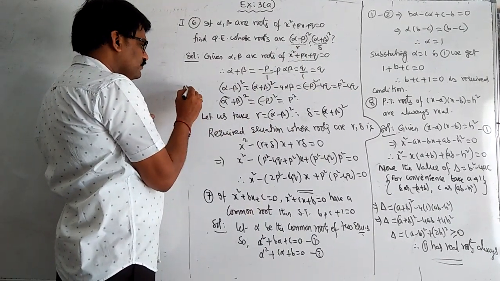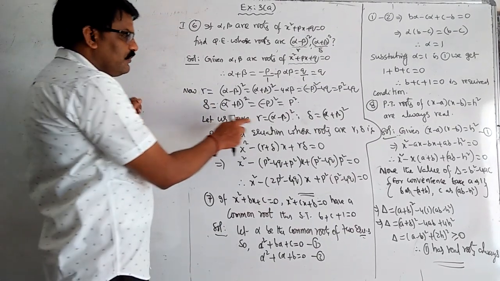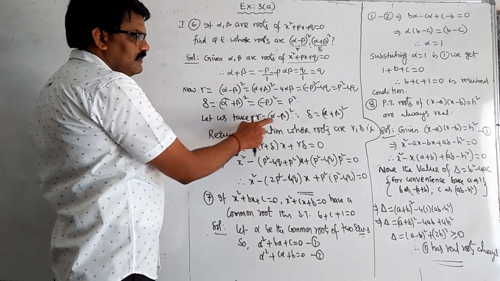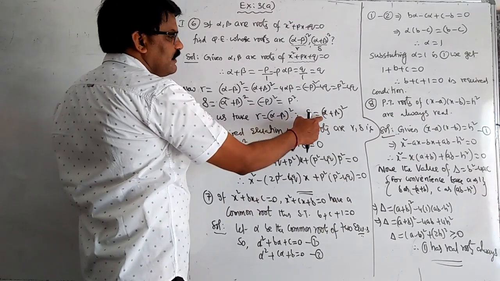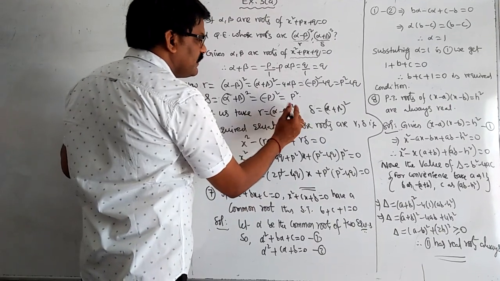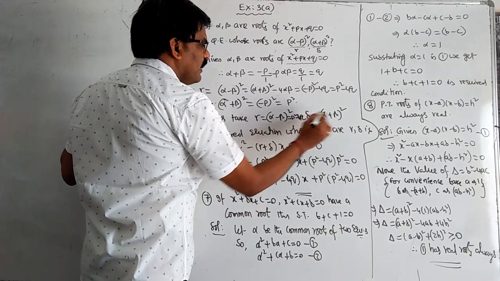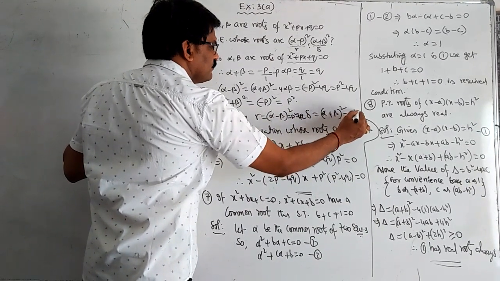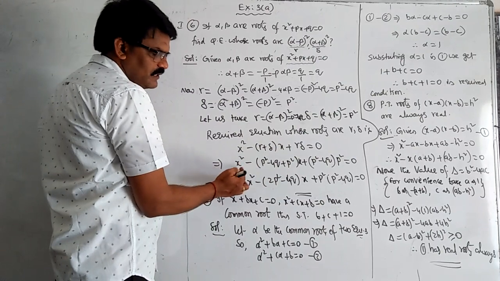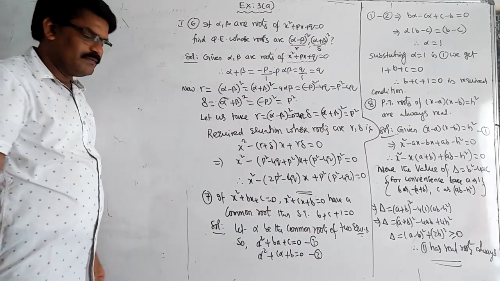Now gamma is equal to this one, delta is equal to this one. So we get gamma as (alpha minus beta) whole square and delta as (alpha plus beta) whole square, which is this one, p square minus 4q, and this is p square. Now substitute these two values in the required quadratic equation, we get the solution.